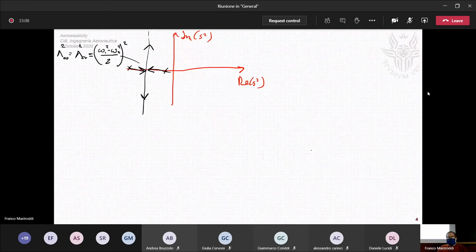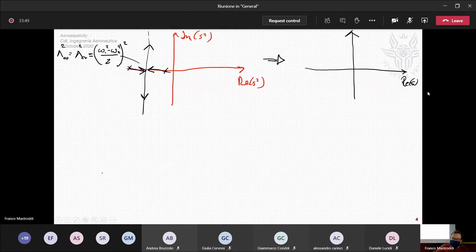Okay? Now, what happens here in the true S plane? The true plane is the plane where we can find the four roots of our polynomial. We have only 2 roots in the S square plane. We have, of course, 4 roots in the plane with the real part of S and imaginary part of S.